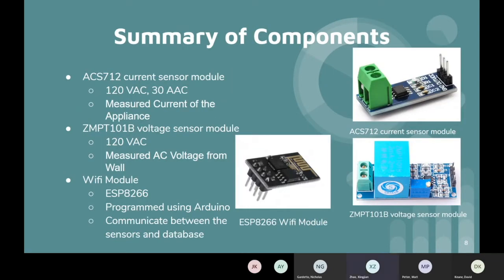Here's the summary of the components. So we're using a total of 5 independent components on our object. The first one is a CS712 current sensor, which can measure the current from the appliance. And the second one is a ZMPT101B voltage sensor, which can measure the AC voltage from the wall. And the third one would be the Wi-Fi module, which allows our product to go online and send data to our database.